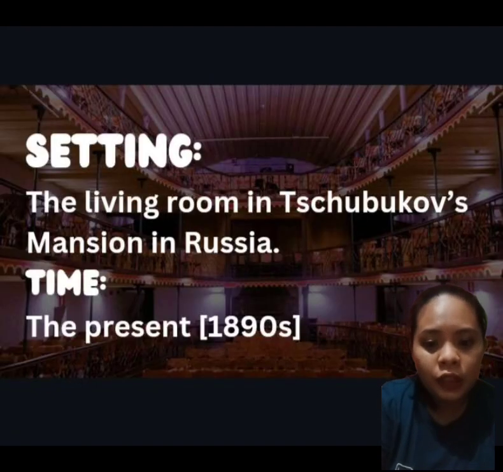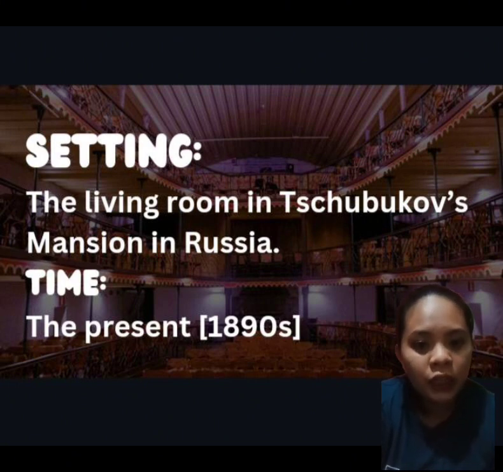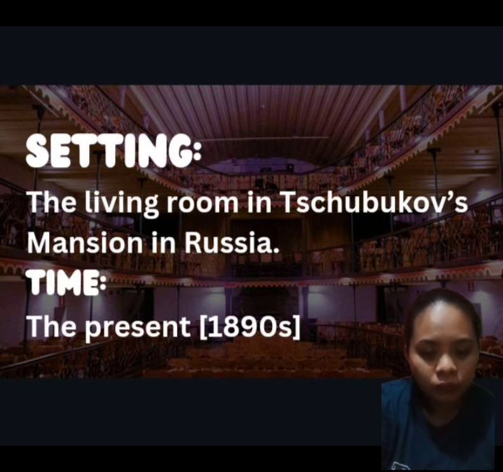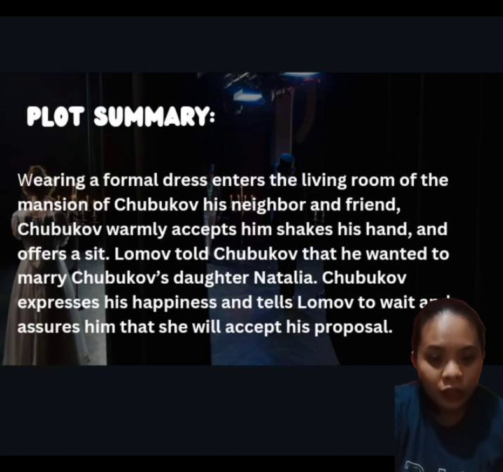Now we will proceed with the setting of this play or drama. When we say setting, it is the place where the story or play happens. The setting in this drama is the living room of Chubukov's mansion in Russia, since Lomov is offering marriage to the daughter of Chubukov, which is Natalia. So now we will proceed with a summary of the play entitled A Marriage Proposal.